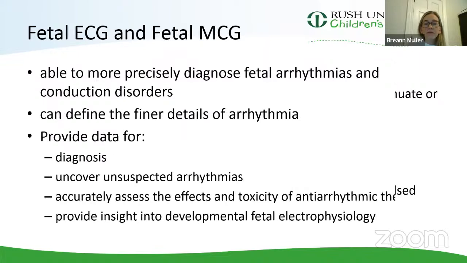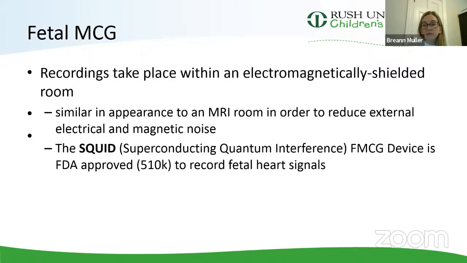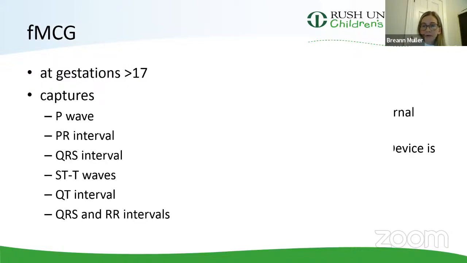And so fetal MCG can be incredibly useful and helpful when trying to determine more details of certain types of arrhythmias, types of SVT, and whether there is long QT. We're not able to identify long QT on fetal echo. We may just see bradycardia and 2-to-1 block. So that's where fetal MCG comes in handy. There's something called the SQUID with the fetal MCG. That is what's used to actually record the fetal heart signal. So let me show you some examples. It's most accurate after 17 weeks, and it will give you information just like an EKG will.